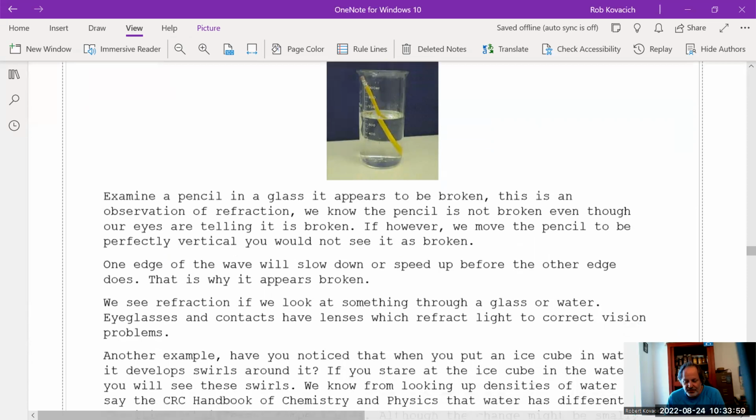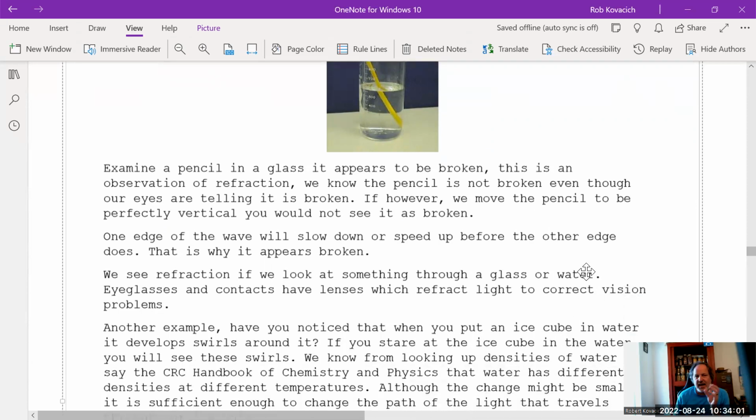You can also see this effect if you take an ice cube, like get some room temperature water, and then put an ice cube into it and look at it very carefully. You will see swirls around the ice cube. What's happening there is the water right next to the ice cube is colder than the rest of the water. So the light is going through and hitting that different density water and bending. And that bend in your head is shown as a swirl.